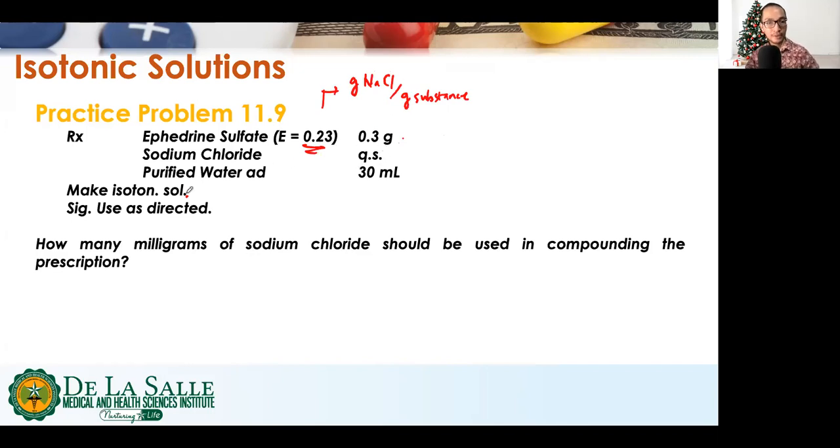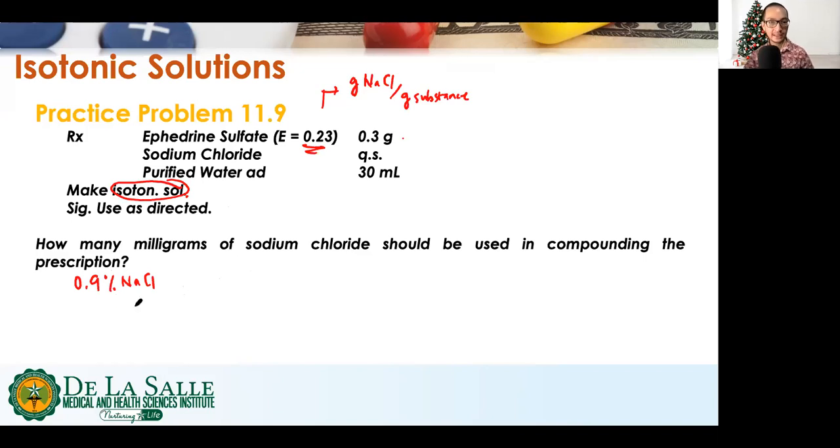Now, we are going to make an isotonic solution. What is an isotonic solution? Always remember that an isotonic solution contains 0.9% of sodium chloride. So an isotonic solution is a solution that contains 0.9% sodium chloride. So how do we arrive at 0.9 percent sodium chloride?